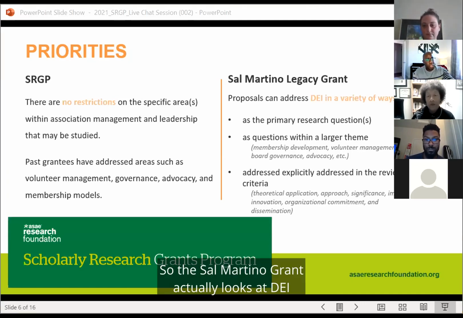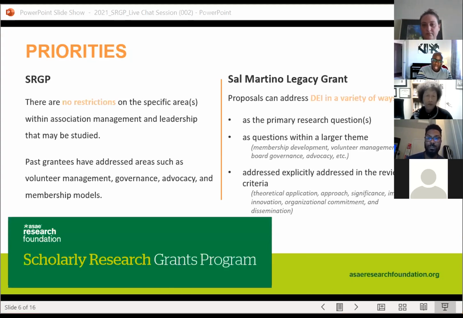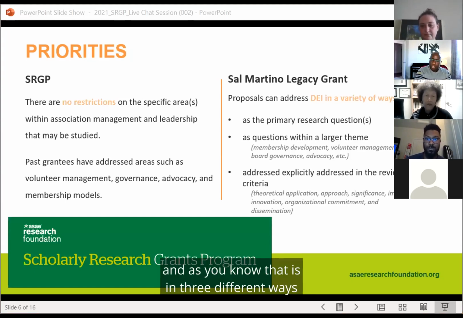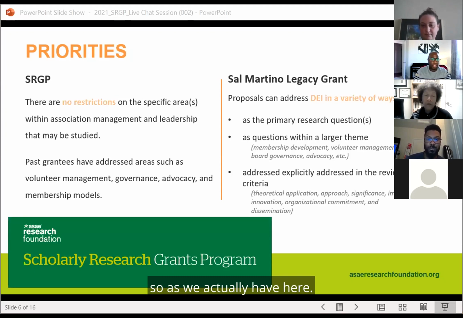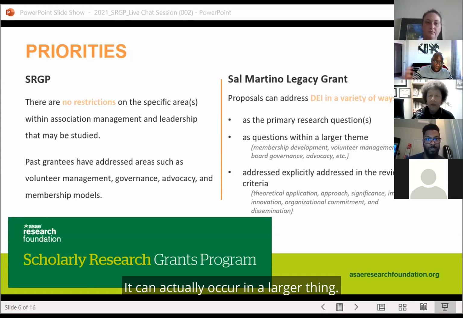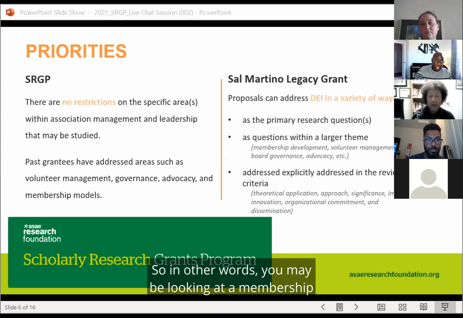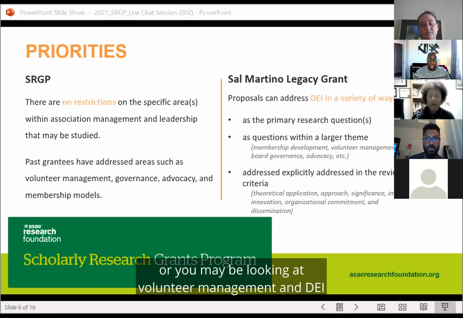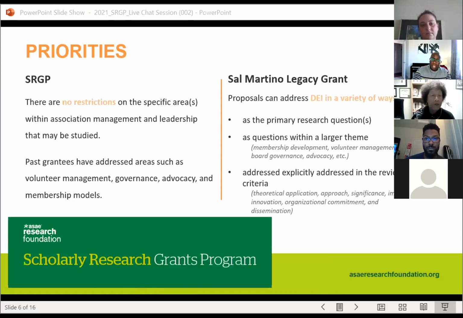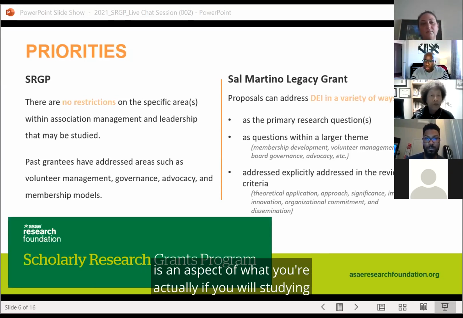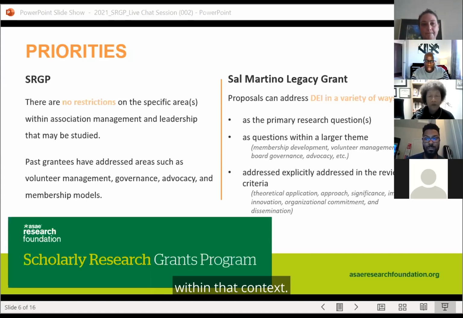So the Sal Martino grant looks at DEI in three different ways. It can be the primary research question. It can occur in a larger theme. In other words, you may be looking at membership, or you may be looking at volunteer management, and DEI is an aspect of what you're studying within that context.